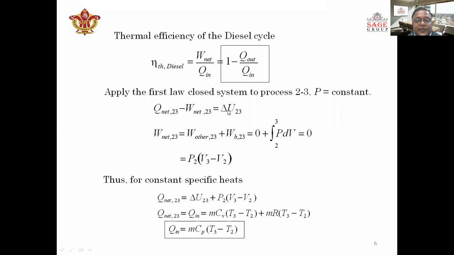Because the change of internal energy is equal to the heat transfer minus the work transfer, the formula remains unchanged. The change of internal energy is represented by the formula MCV (T3 minus T2), and this is the work done formula, because P2 (V3 minus V2) is represented by MR (T3 minus T2). This is the work done formula for 2 to 3, the limit of PdV, and finally Qin is equal to MCP (T3 minus T2). This is the formula for the heat addition in a diesel cycle.